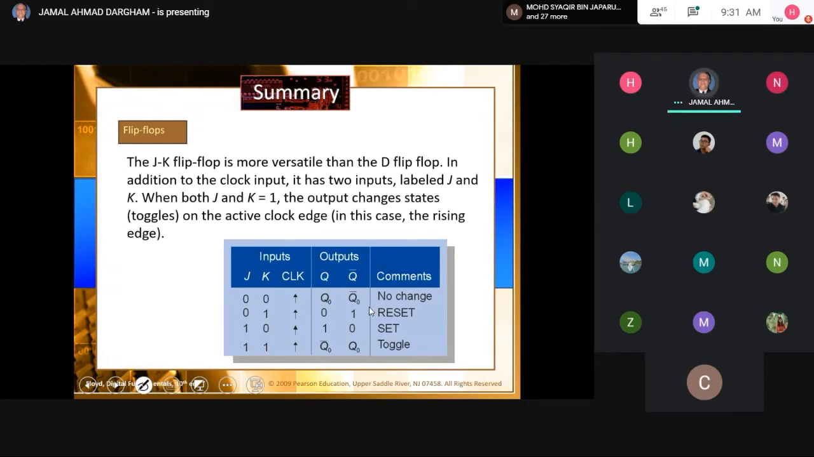So the JK has 2 inputs called J and K. And because it's a flip-flop, it has a clock, and the output is still only Q, and this is the command, or actually the state.